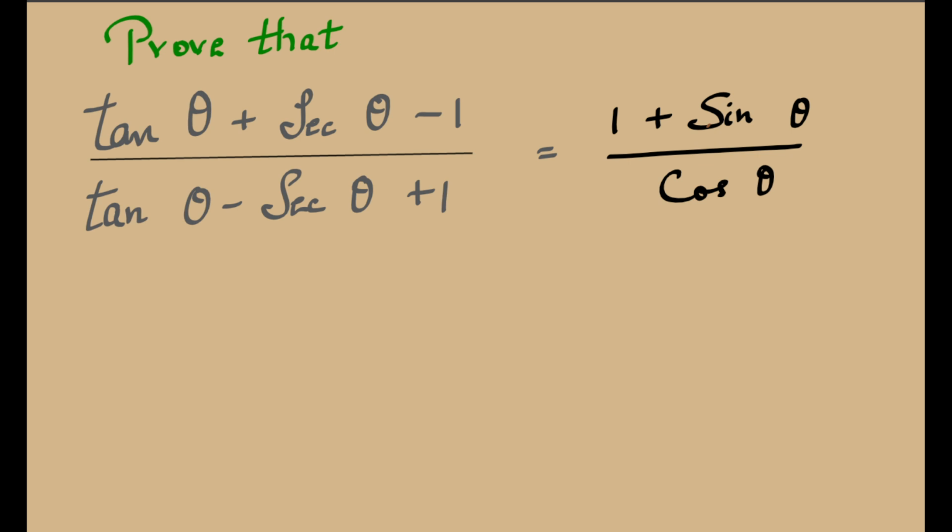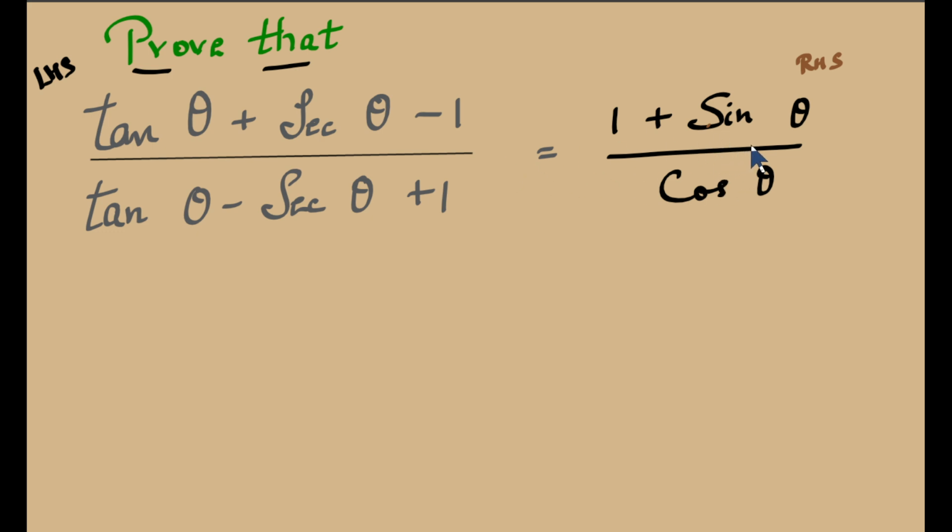Hello everyone. We have two expressions given here and we'll have to prove that one is equal to another. On the left hand side, we've been given (tan theta plus secant theta minus 1) divided by (tan theta minus secant theta plus 1), which is equal to (1 plus sine theta) by cos theta. This is our right hand side. We'll have to prove that this is equal to the other one.